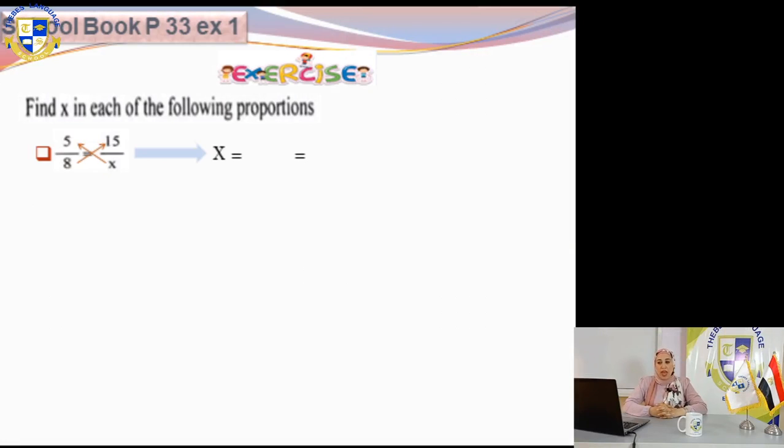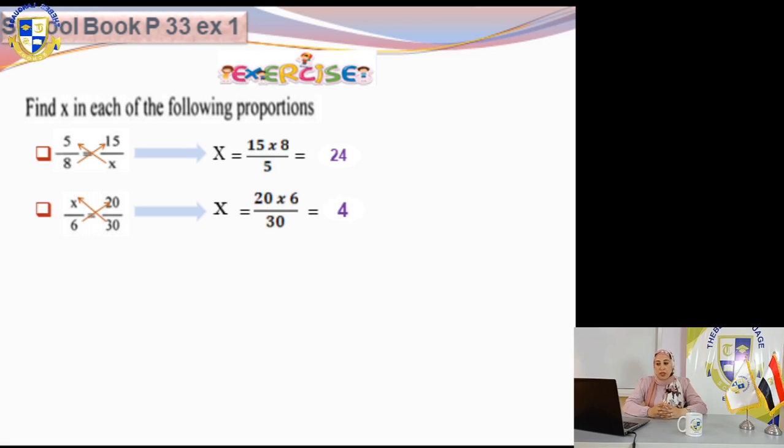Again, x over 6 equal 20 over 30. Here, x means or extremes? Yes, extremes again. So multiply both means. Yes, it will be 20 by 6 over the 30 equal 4.